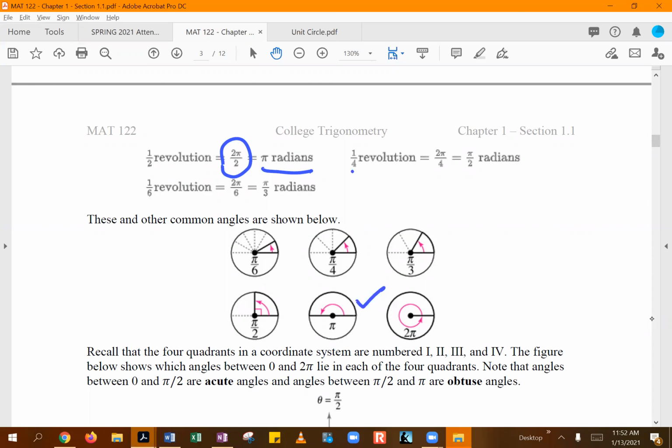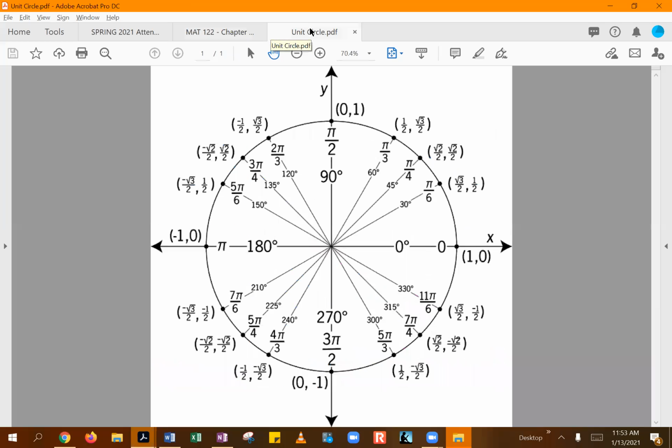If you do a quarter revolution on your circle, that's again going to be 2 pi divided by 4. So when you simplify that, it comes out to be pi halves, and you can see that's going to be this guy over here with just a quarter revolution, of course, starting from your initial side. If you did 1/6 of a revolution, you get 2 pi divided by 6. So as a simplified answer, that's going to be pi over 3 radians, which is going to be this guy over here. So this is actually the measurement kind of idea that we use in a unit circle, which is what I was asking you guys to download.